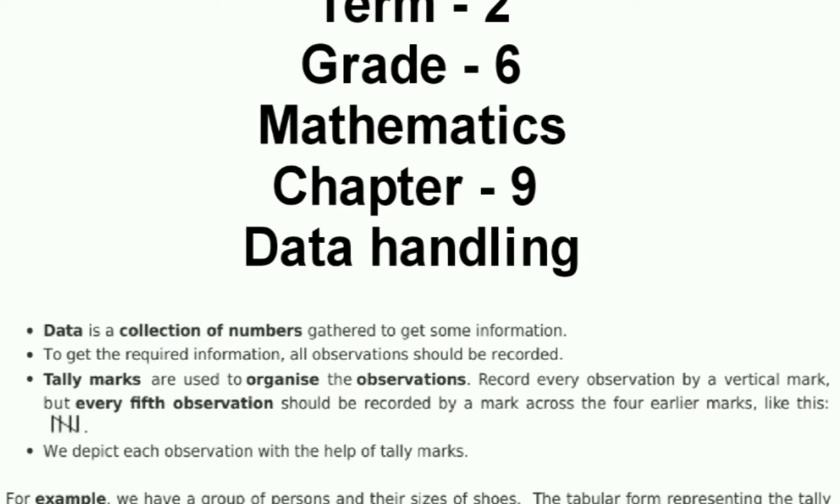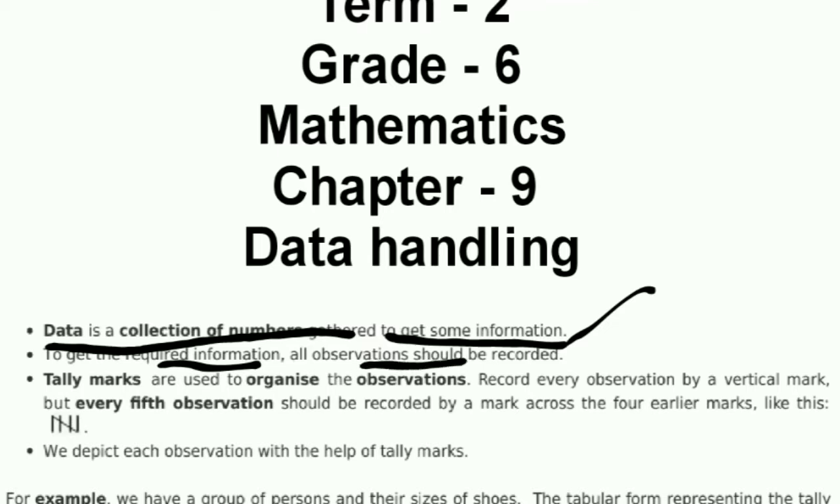What is data? It is a collection of numbers gathered to give some information. To get the required information, all observations should be recorded. Okay. Now, what are tally marks? Tally marks are used to organize the observations. Record every observation by a vertical mark.